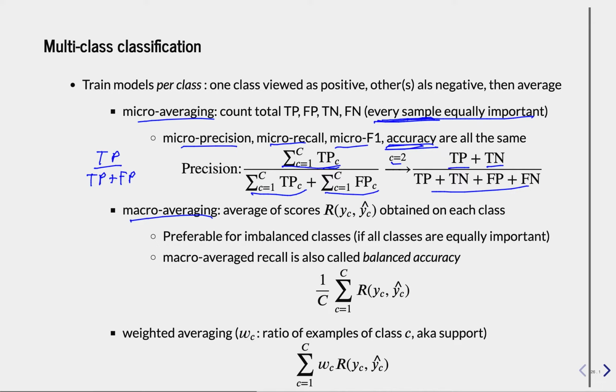Here you average the scores per class, right? So you build the 3 models, you compute the precision for class 1, you compute the precision for class 2, and you compute the precision for class 3, and then you take the average of them. You sum and you divide by 3, right? You compute the precisions for every class independently, you sum up and you divide by 3. This is also called balanced accuracy.